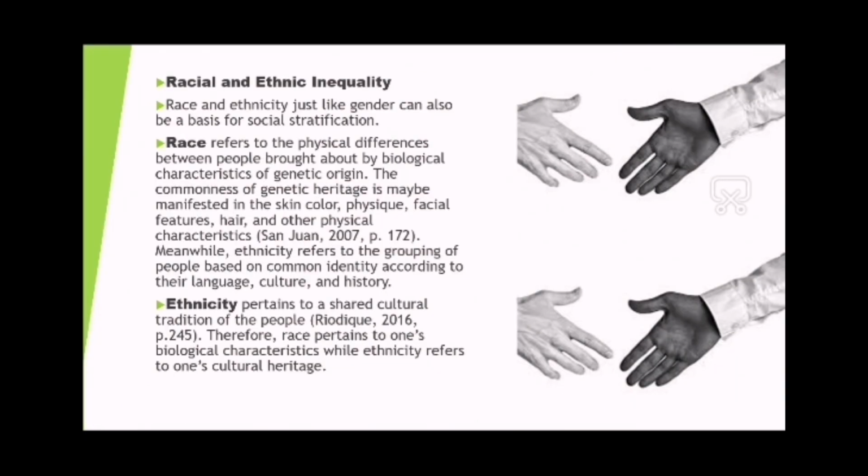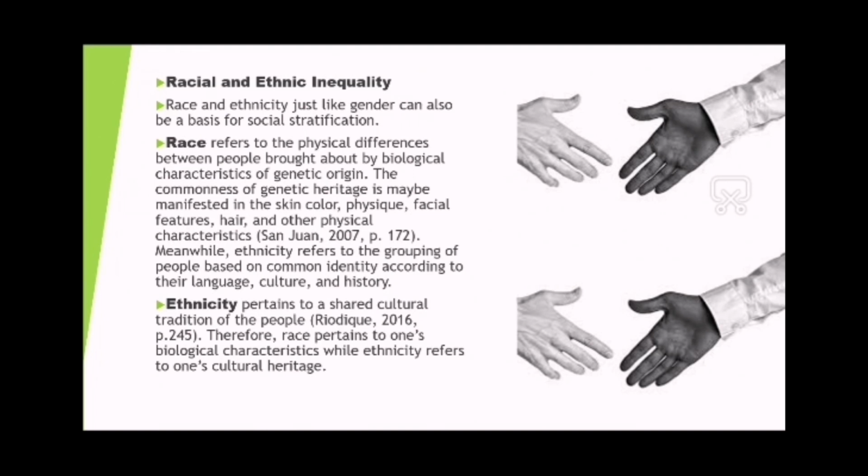Racial and ethnic inequality. Race and ethnicity, just like gender, can also be a basis for social stratification. Race refers to the physical differences between people brought about by biological characteristics of genetic origin. The commonness of genetic heritage may be manifested in the skin color, physique, facial features, hair, and other physical characteristics. Meanwhile, ethnicity refers to the grouping of people based on common identity according to their language, culture, and history.